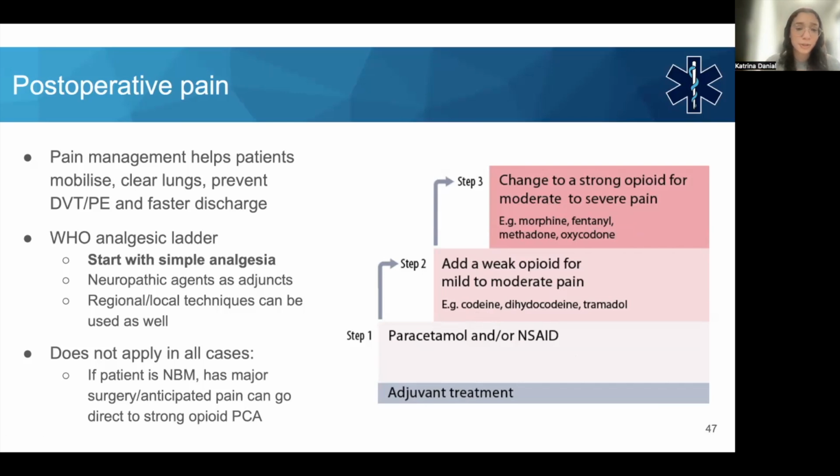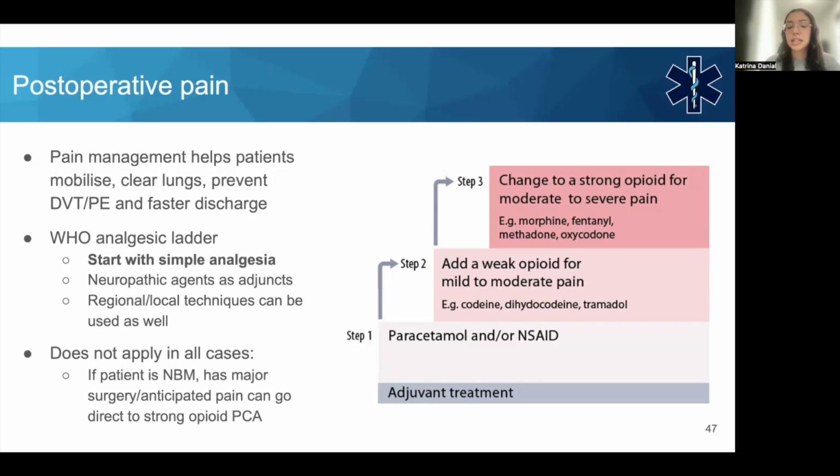Commonly, you'll see after surgery patients are on Endone, which is the brand name for oxycodone. And there's a few other classes we can use as adjuncts. Okay. Some other considerations: if the patient has to fast, or if the patient has had a really major surgery, they often have something called a PCA.